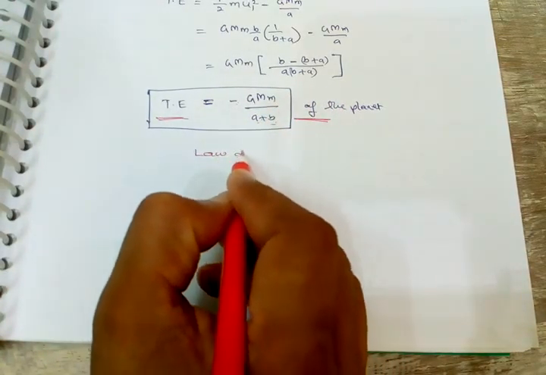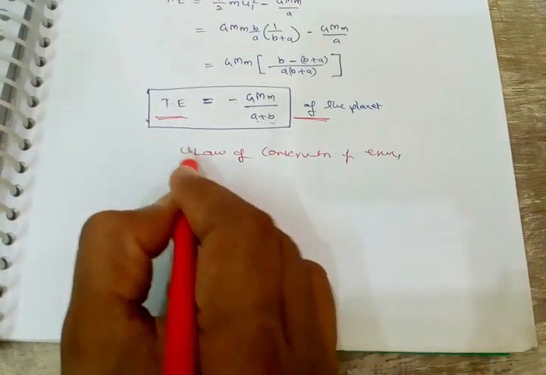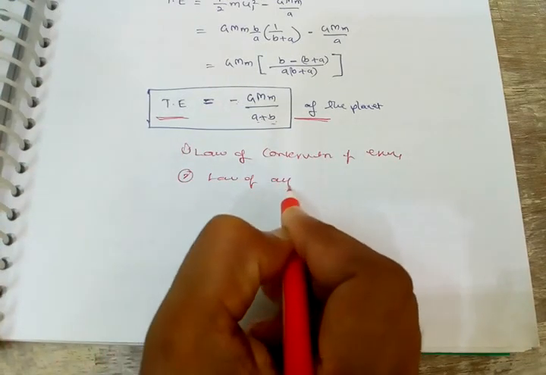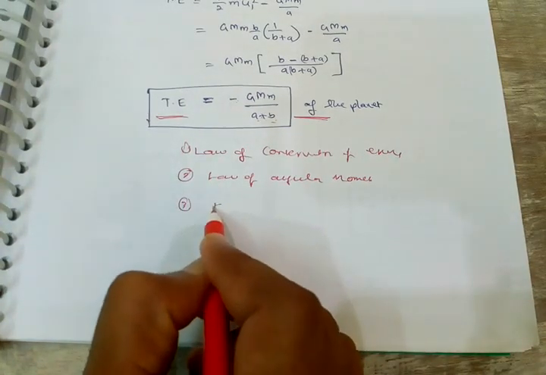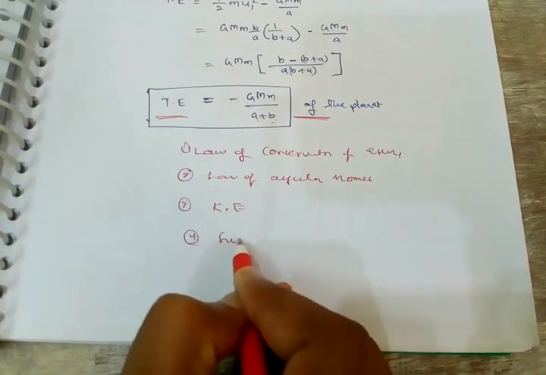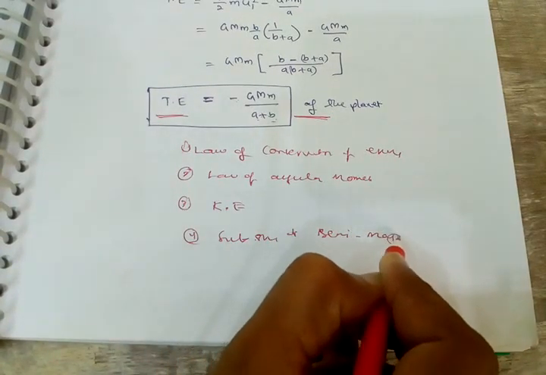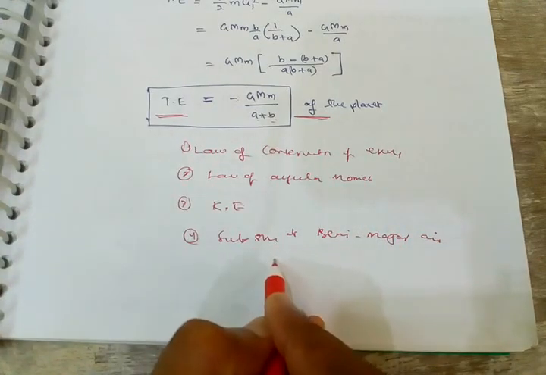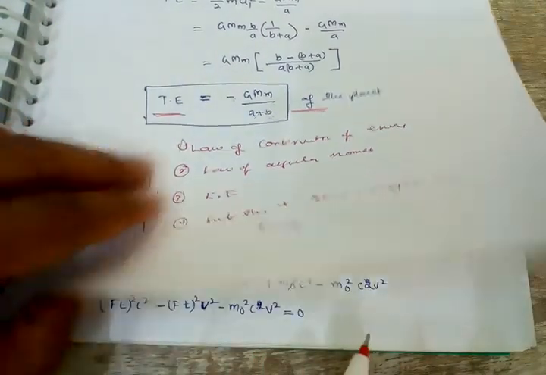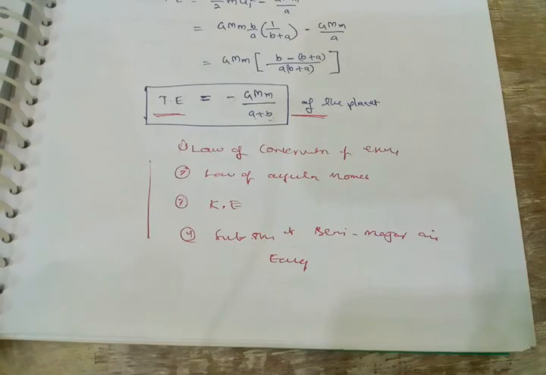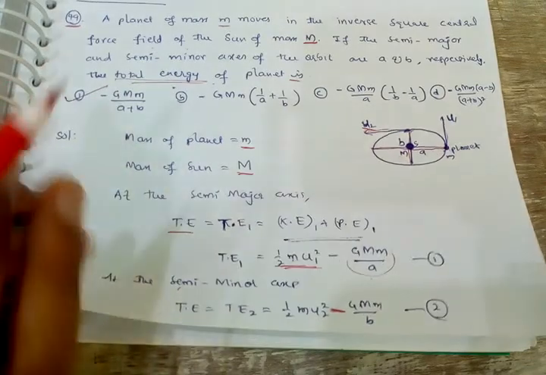So we used the law of conservation of energy first, then the law of angular momentum. Finally we calculated the kinetic energy and substituted it in the energy at the semi-major axis. These are the steps we follow. The answer is minus GMm by (a plus b). This is the option we choose, so the first option is right for this question.